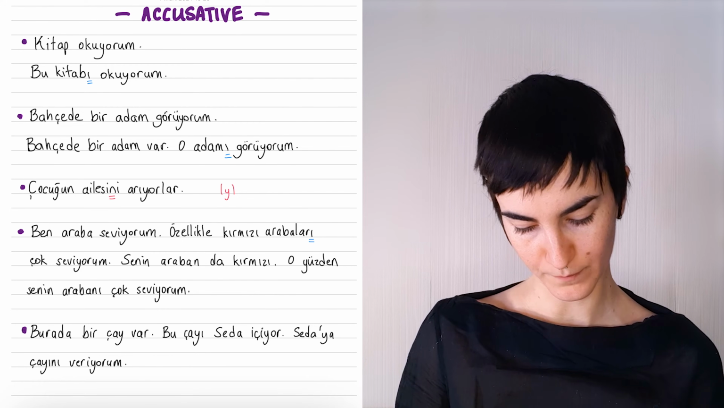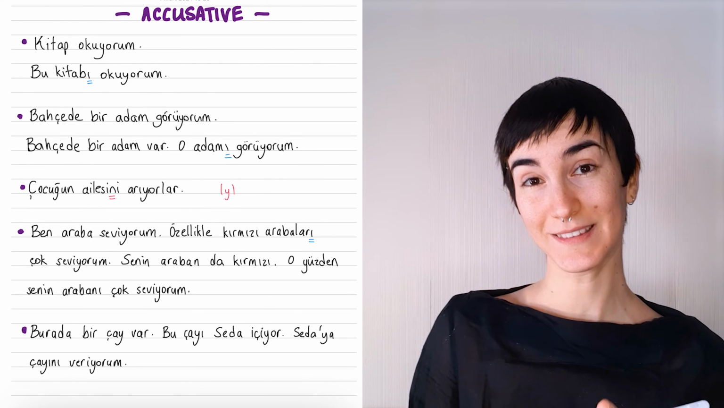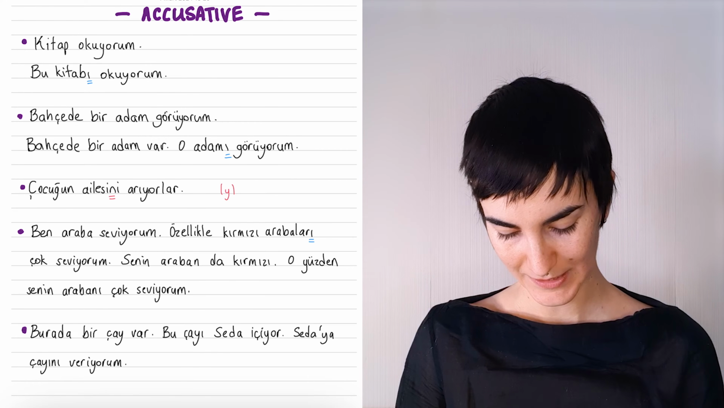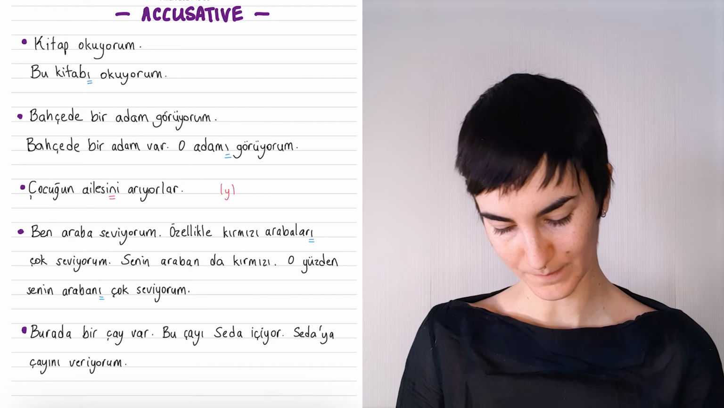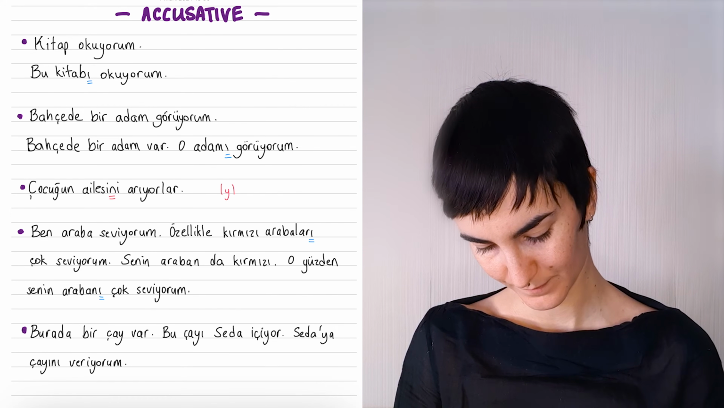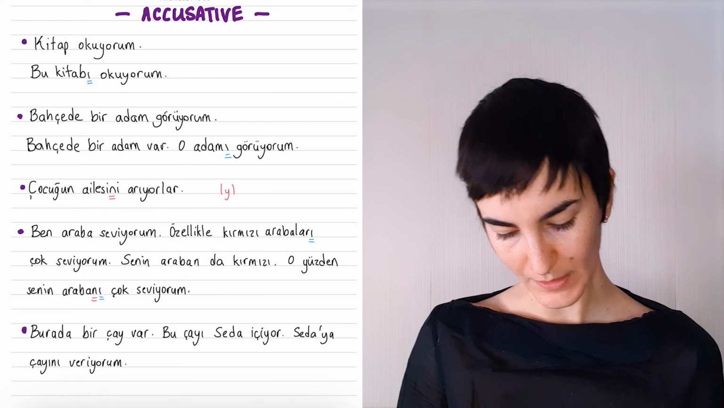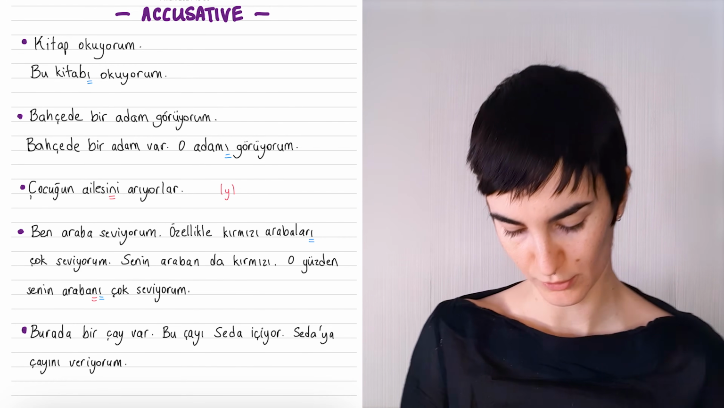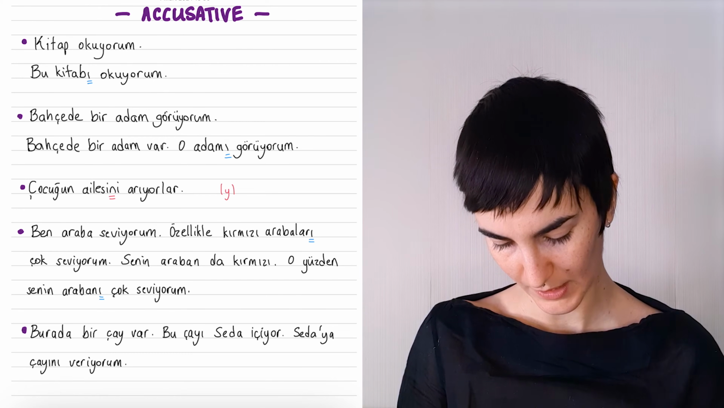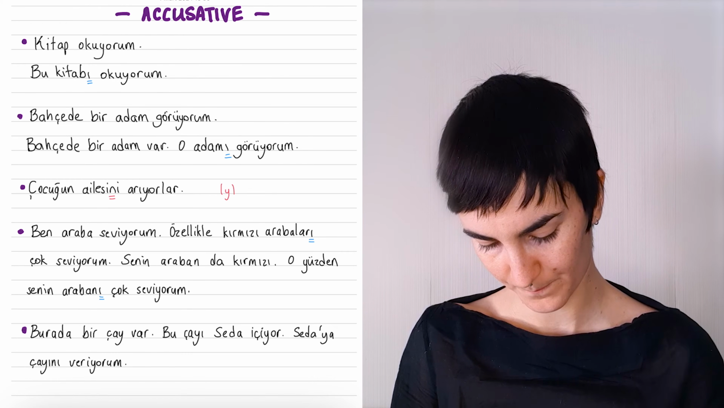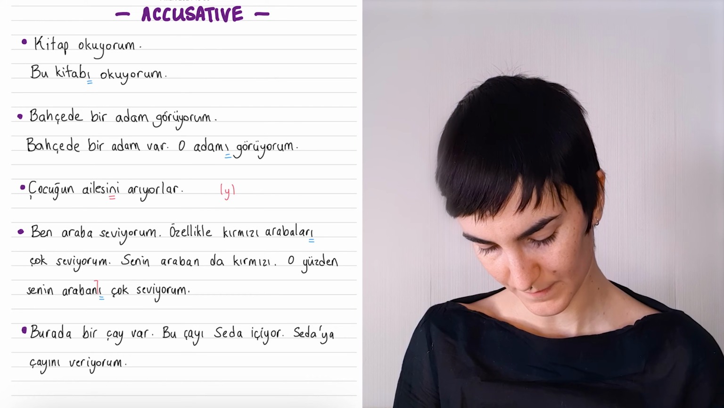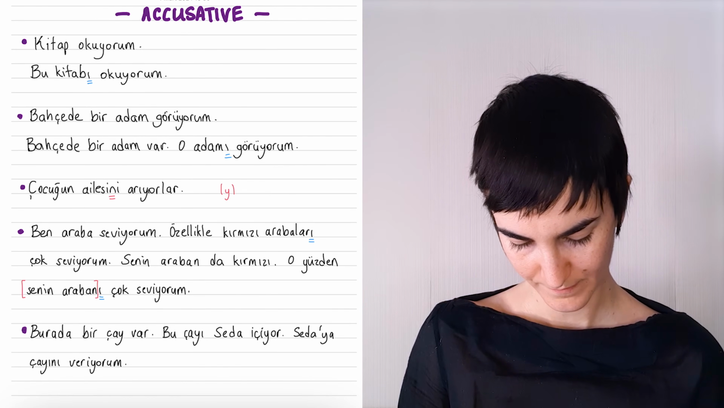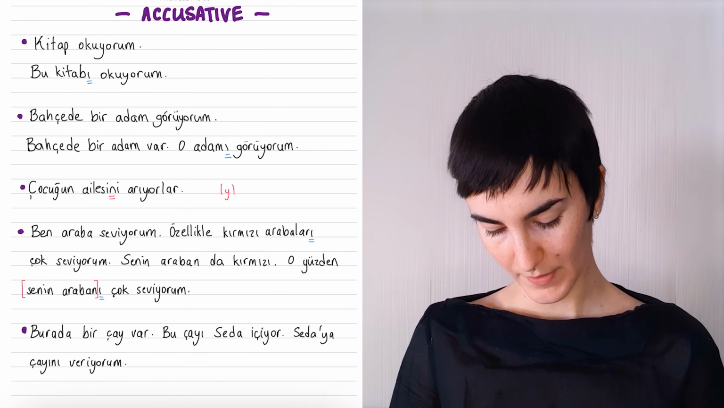seviyorum, çok seviyorum. Ve senin araban da kırmızı. O yüzden senin arabanı çok seviyorum. And then we have this buffer sound because it's your car. Senin arabanı çok seviyorum. Oh, sorry, that's not a buffer sound. That's just the noun compound like that. Senin araban. That's right.